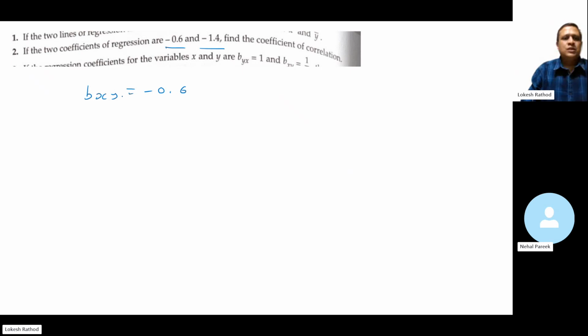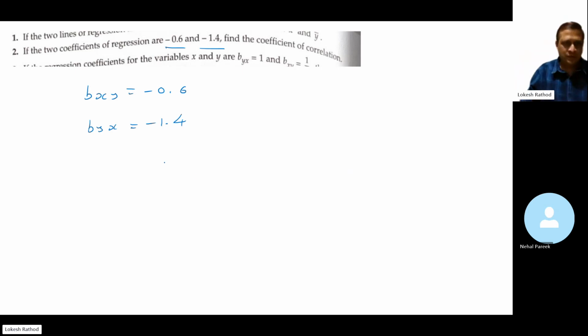So you can note it down in your formula list. How do we know which one is bxy and which one is byx? Doesn't matter. So bxy and byx are known as coefficients of regression only, because that is coming from the regression line, right? And r is coefficient of correlation, so you can note that down somewhere. So bxy, byx are coefficients of regression and r is coefficient of correlation.